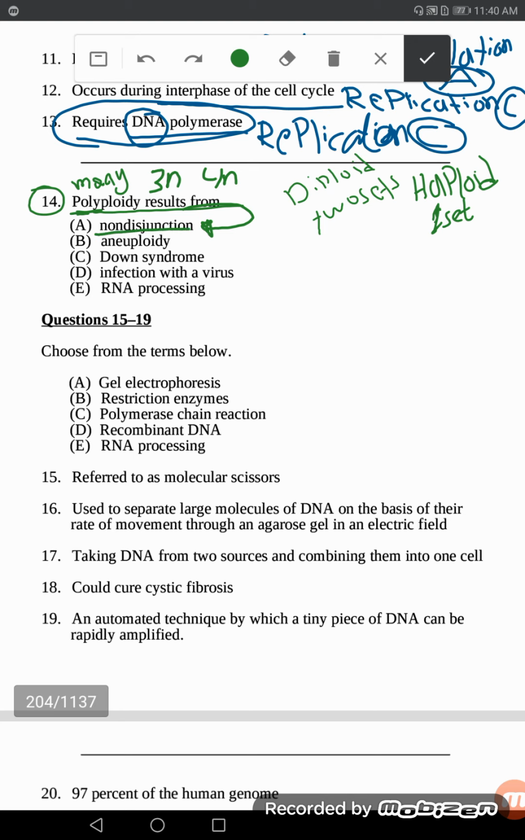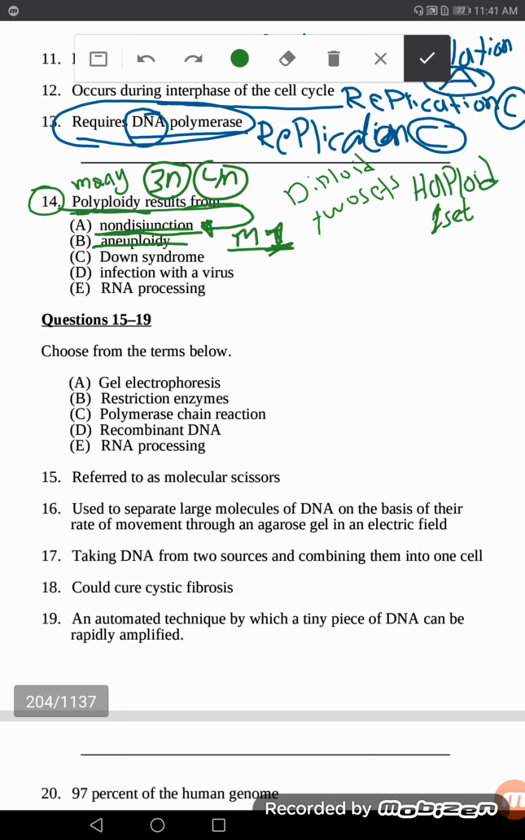non-disjunction. Non-disjunction means failing to separate the homologous chromosomes during meiosis 1. So polyploidy results from non-disjunction. Disjunction means separating; non-disjunction means they are not separating when the gametes are forming. So when the chromosomes are not separating from each other, one of the gametes contains more than the normal number of chromosomes, and it will result in either 3n or 4n, which is polyploidy.